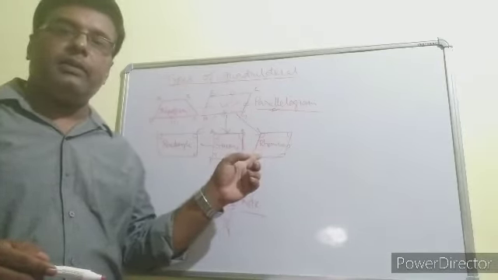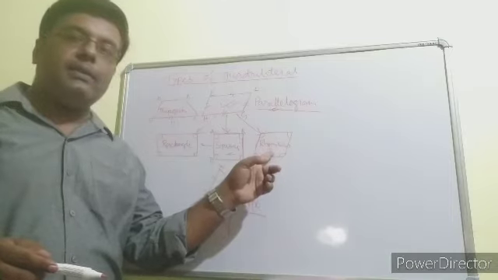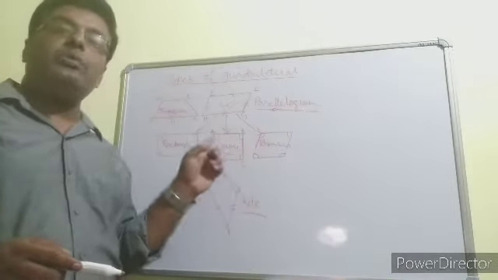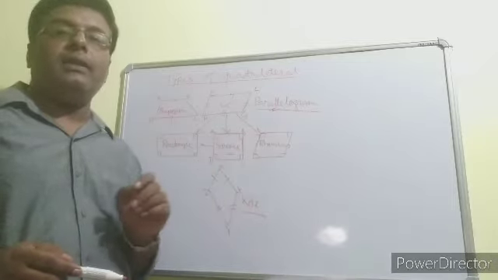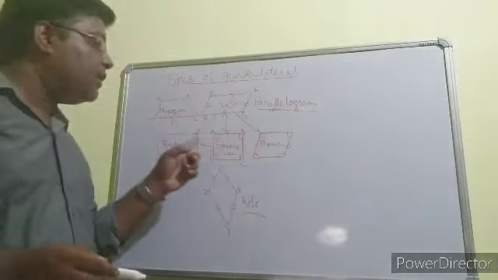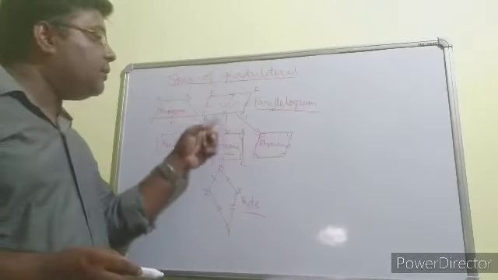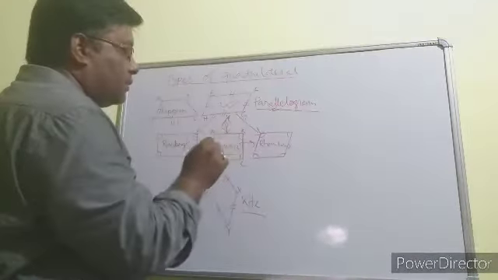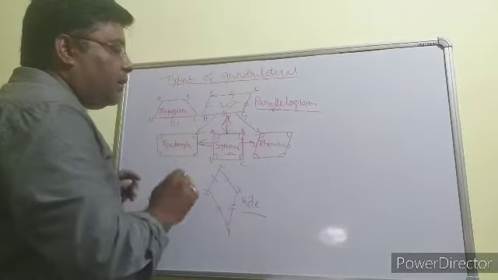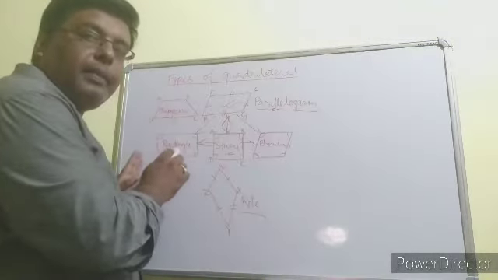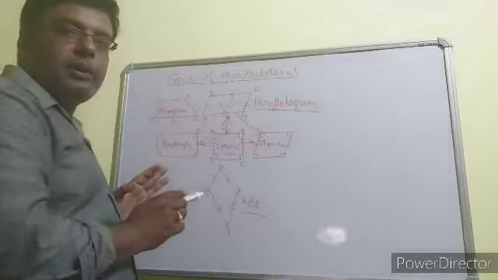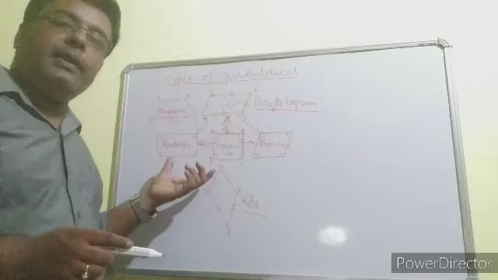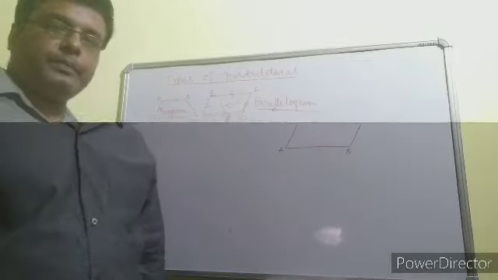Remember it. That is, a rhombus cannot be considered as a square, but a square can be considered as a rhombus. That is, a square can be considered as a rectangle. A square can be considered as a parallelogram. That is, a square may be any of them. It may be a parallelogram, a rectangle, or a rhombus. Okay, so remember these properties.